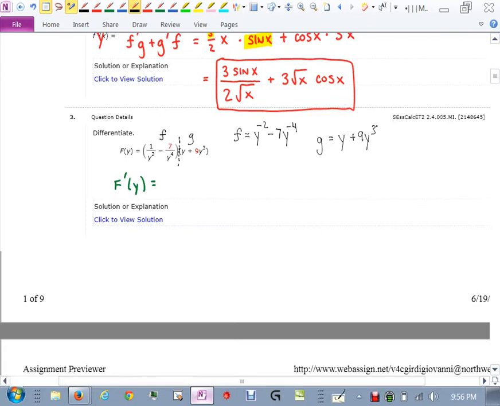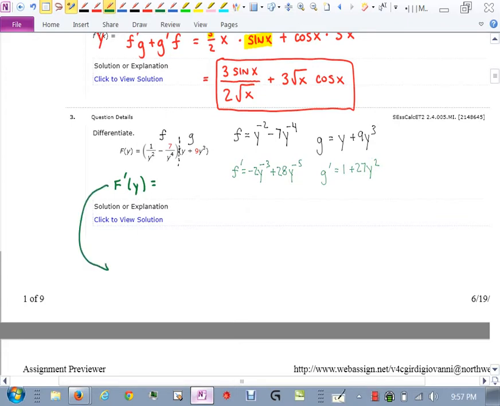9y cubed. And now I'll need some derivatives. So you might get into a habit of just doing this where you just find the derivatives of these now and then put them all together in a second. So I know I'm going to need f prime, so I may as well get it. It's negative 2y, power comes down, subtract 1 from the power, plus 28 because the negative 7 and negative 4 multiply, subtract 1. And then on the g prime, I just get 1 plus 27y squared. So 3 came out, hit the 9, power came down by 1.